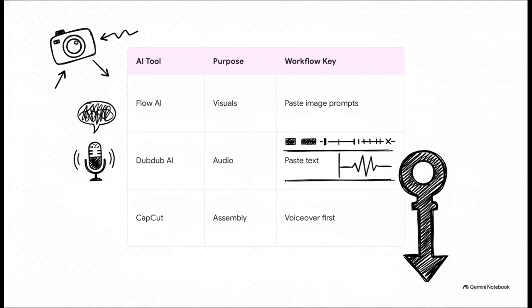For audio, we paste our script into Dub AI, picking a voice that perfectly matches our tone. Finally, for assembly, we bring everything together in CapCut. But here's the massive workflow key you absolutely cannot miss. You must place your voiceover on the timeline first.